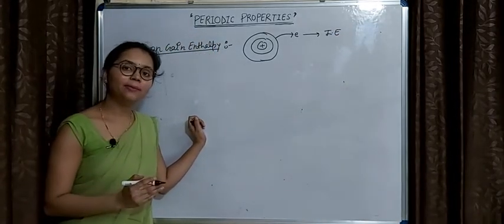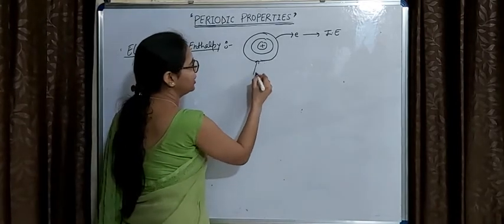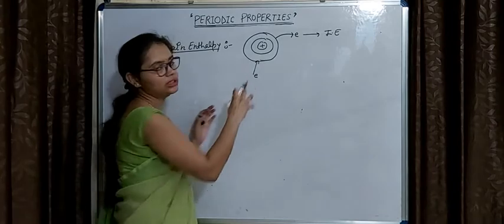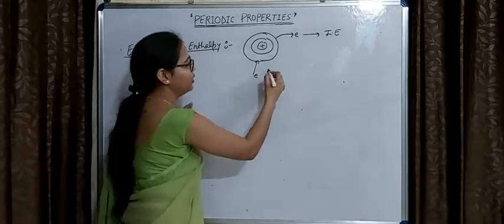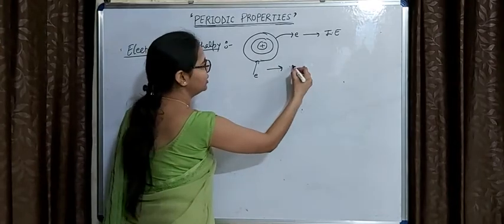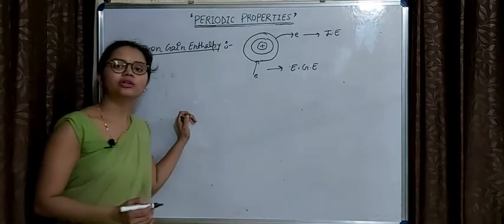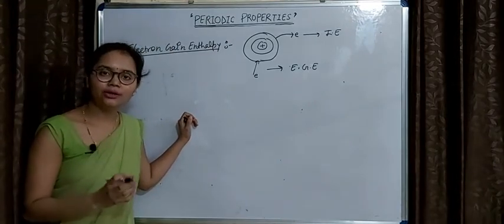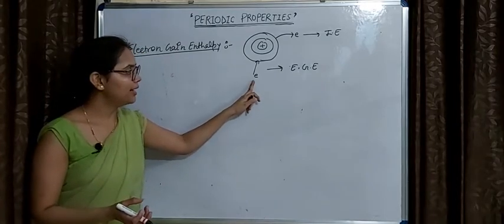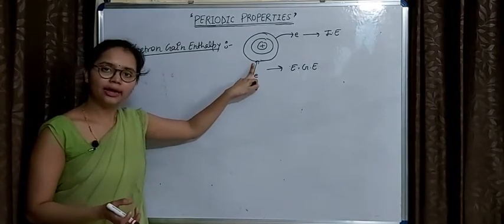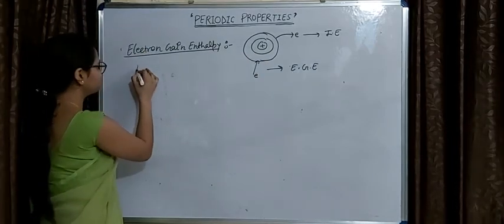Now what will happen if we want to add the electron? If we want to add the electron, then the energy involved or enthalpy change in this procedure, we can call it electron gain enthalpy. Okay, so what is electron gain enthalpy? Electron gain enthalpy is the enthalpy change during the addition of electron to the atom. Okay, this phenomenon we can represent by this equation.